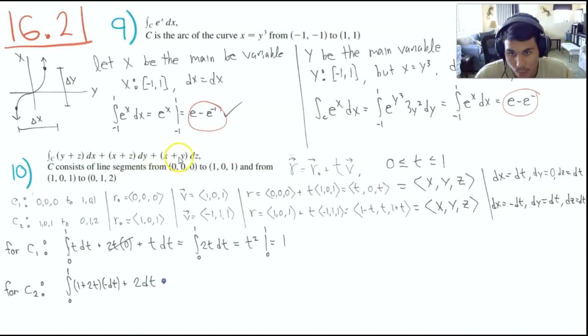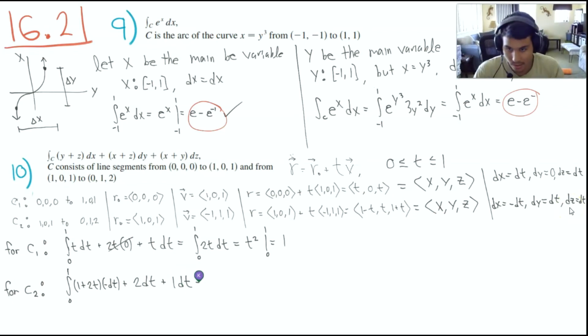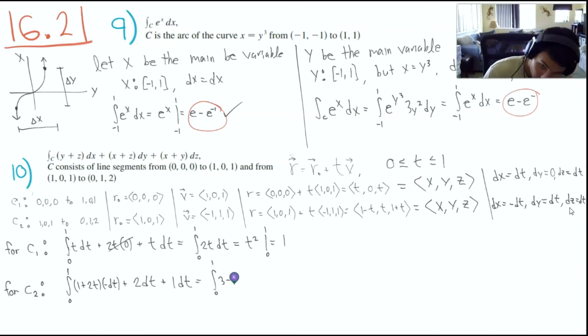Okay, we got x plus y. X is 1 minus t, y is t. Looks like the t's go away. It's 1 dz. dz is dt, so 1 dt. What does this turn into? It turns into the integral from 1 to 0 of 3 minus 1 minus 2t dt.